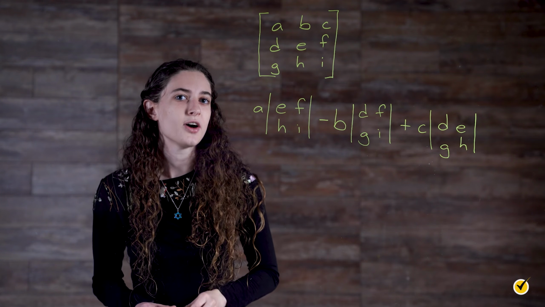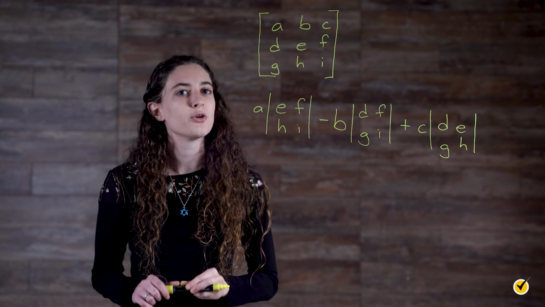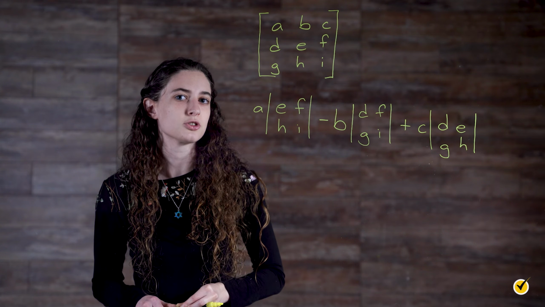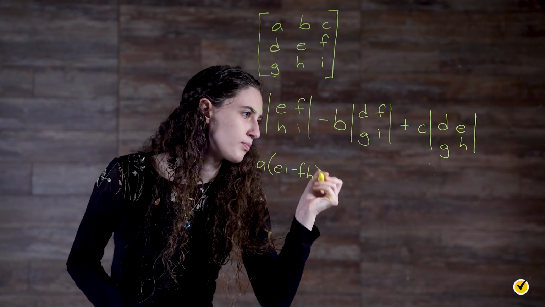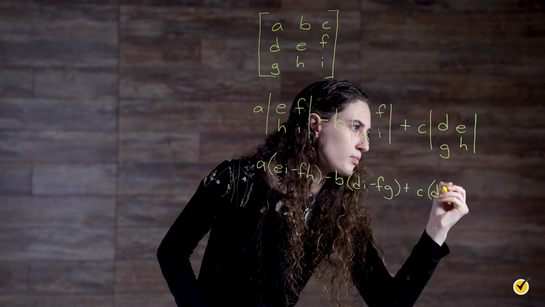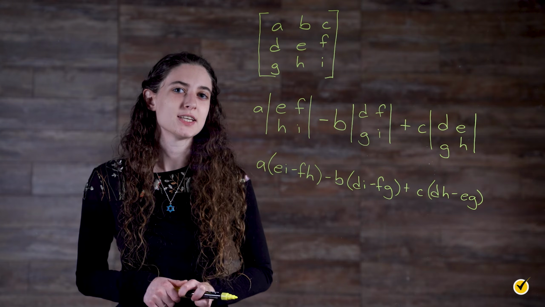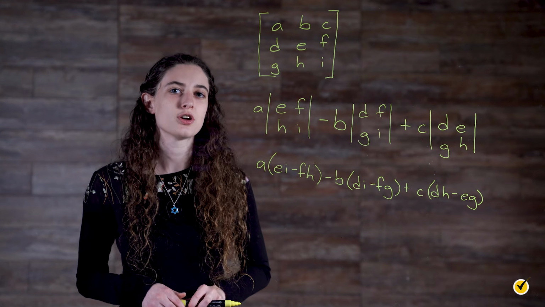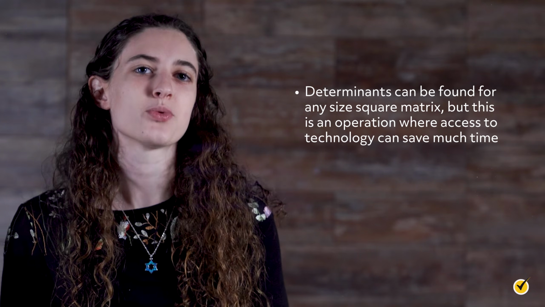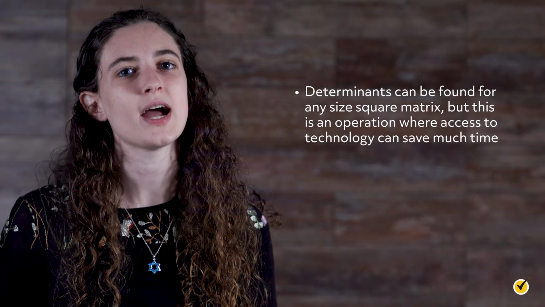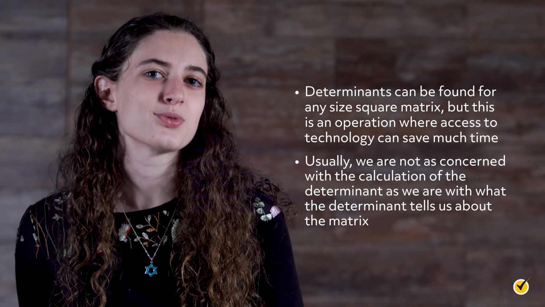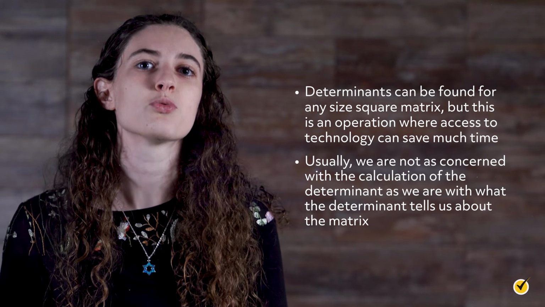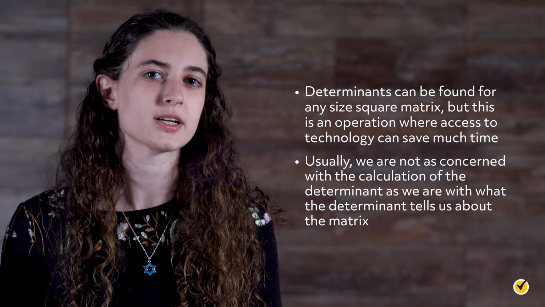Now we are able to simplify this even further, since we already know how to find the determinants of 2x2 matrices. So our final equation will look like this. Plugging your numbers into this equation will then give you the determinant of the 3x3 matrix. Determinants can be found for any size square matrix, but this is an operation where access to technology can save much time. Usually we are not as concerned with the calculation of the determinant as we are with what the determinant tells us about the matrix.